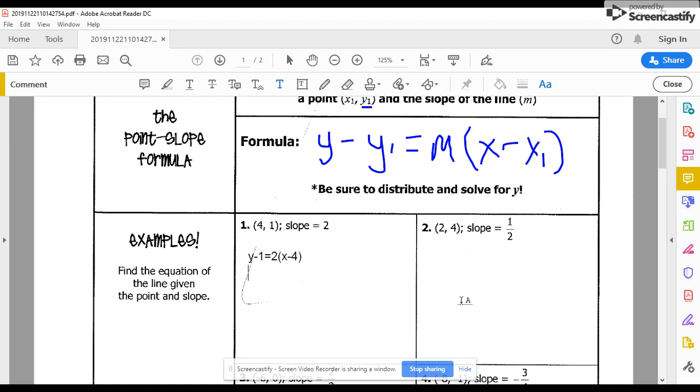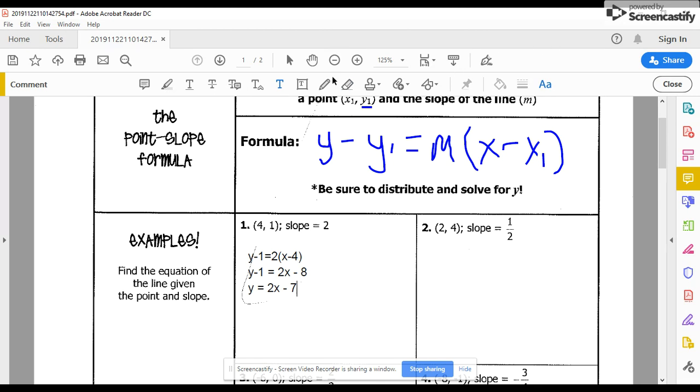So your first step should be to distribute, which will get us y minus 1 equals 2x minus 8. And then moving that minus 1 over by adding 1 gets us y equals 2x minus 7. And you have the equation.